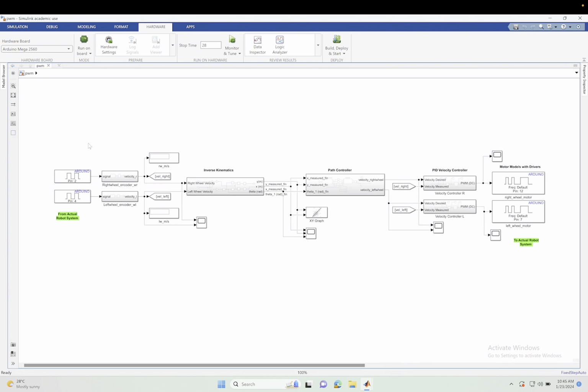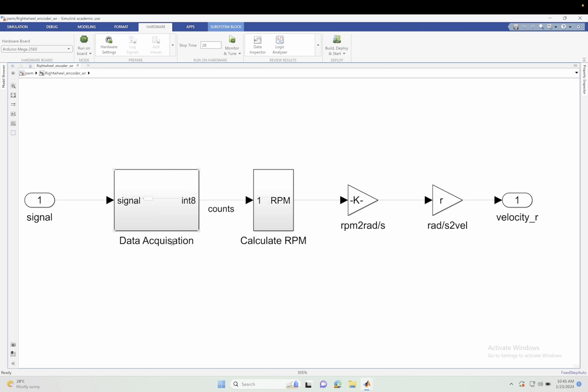digital signals from the encoders of the right and left wheels, and we are getting that through pin 2 and pin 4 via the Arduino Mega. And then we have that signal coming into the right and left wheel encoder models that we designed. If we look into this, the encoder design has data acquisition, where we convert the incoming signal into an integer of 8 bits, and then we use that to calculate RPM. And then from RPM we get the rads per second.